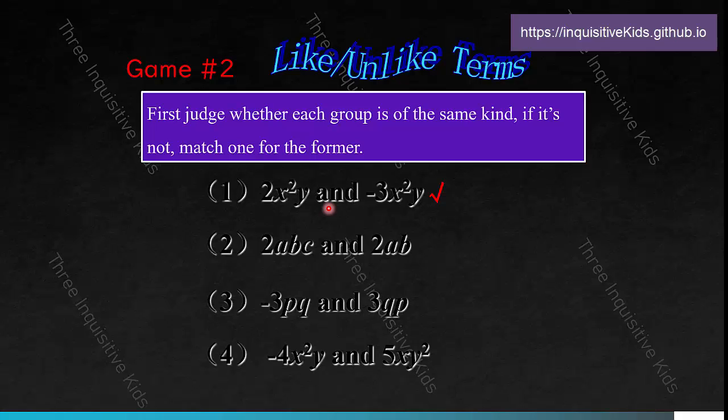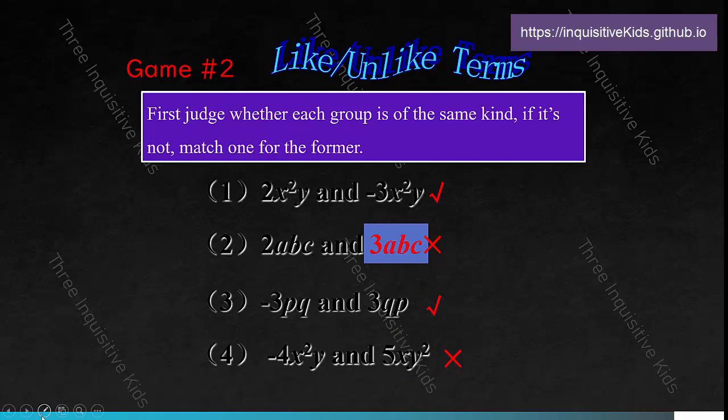The second one, no, they're not like terms. Mostly because this has an extra c being multiplied to it, while this is just 2ab. But if we gave it 3bc, that would be considered a like term. Third one is correct, and the PQ and QP could use the commutative property of multiplication to switch them up a little bit, and then they would be considered like terms. And the last one is not like terms. Negative 4x squared y and 5xy squared are not like terms. A like term would be x squared y.